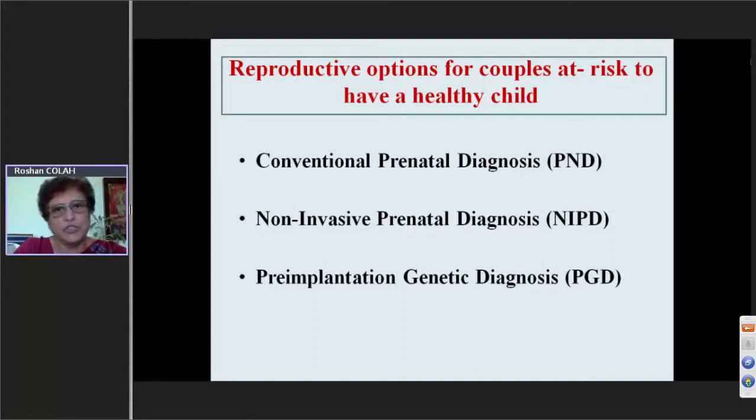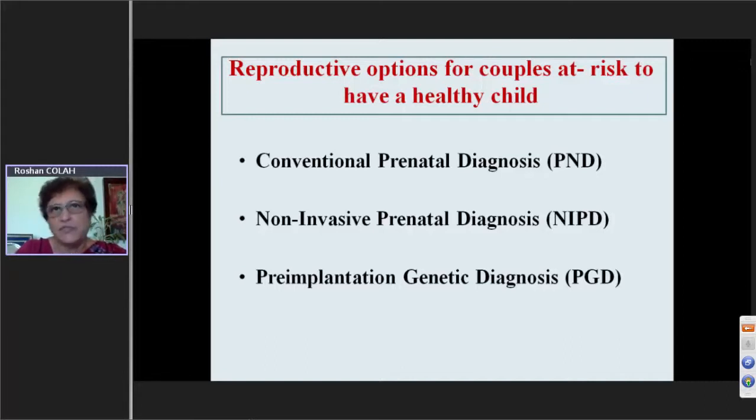So what are the reproductive options that couples at risk have? First and the most commonly used one is the conventional prenatal diagnosis. There is a possibility of non-invasive prenatal diagnosis. A few cases have been tried by a couple of centers in India, but it is still at an experimental stage. For the thalassemias, it's not being used routinely, but soon it will come in when you won't need to do any invasive procedures, and just from a mother's peripheral blood sample, you may be able to do a diagnosis. And the third is pre-implantation genetic diagnosis.